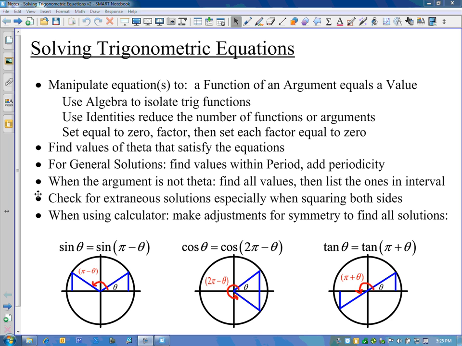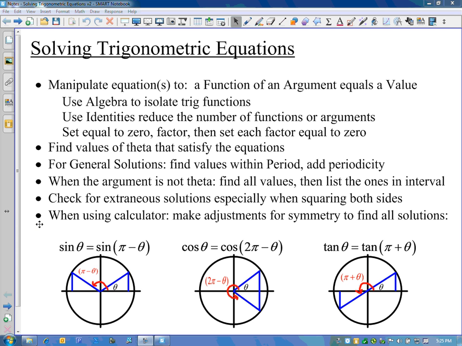Also, very importantly, you want to check for extraneous solutions, especially when squaring both sides. But a good rule of thumb with any algebraic equation is that if it's not a linear equation, then you treat all solutions as potential solutions until you check them in the original equation. Those are just good words to live by mathematically.